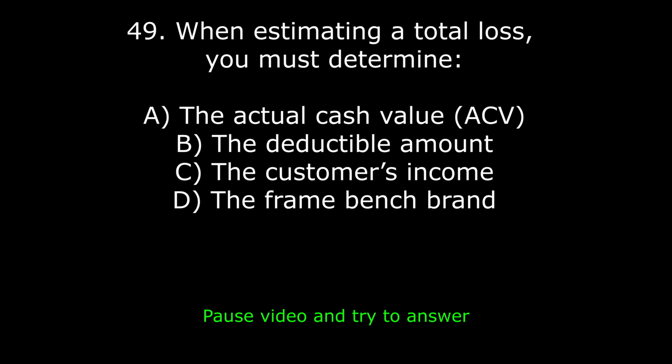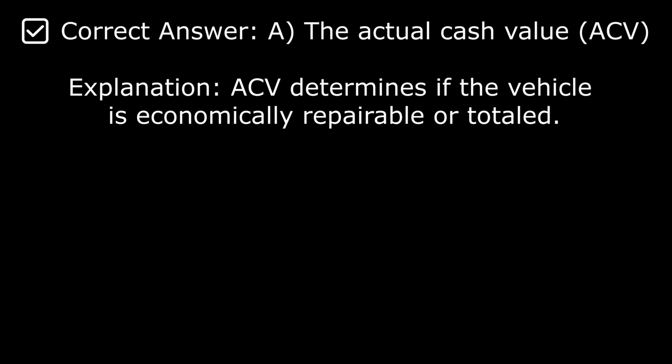49. When estimating a total loss, you must determine A. The actual cash value, or ACV, B. The deductible amount, C. The customer's income, D. The frame bench brand. Correct answer, A. The actual cash value. Explanation. ACV determines if the vehicle is economically repairable or totaled.